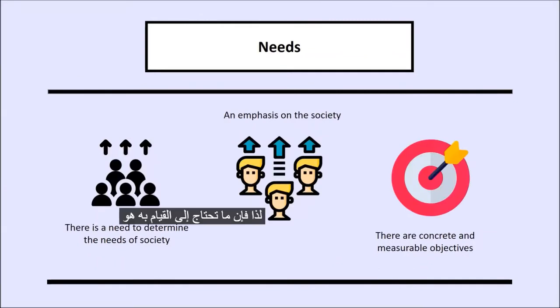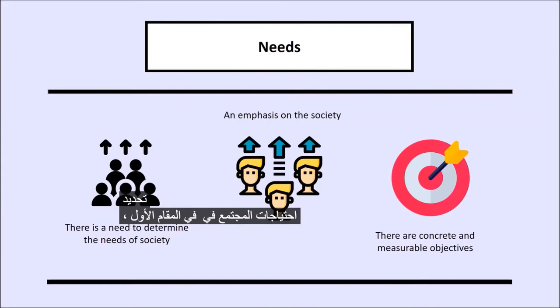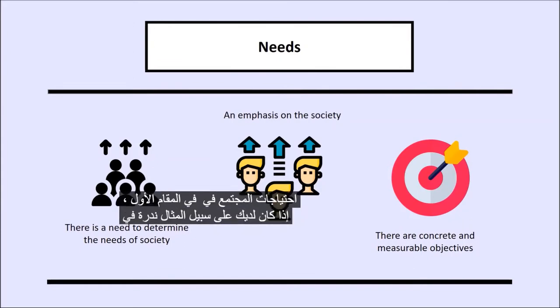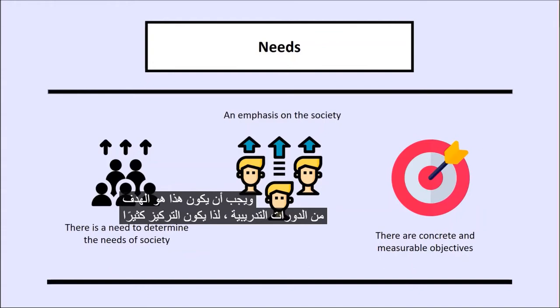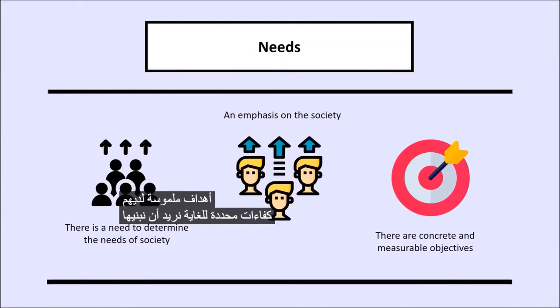So what you therefore need to do is determine what the needs of society are in the first place. If, for example, you have a dearth of engineers in society, you might decide that you need more engineers, and that should be the aim of the courses. So the emphasis very much is on what society needs. And when we measure things, they are concrete objectives. They're very specific competencies that we want to build on.